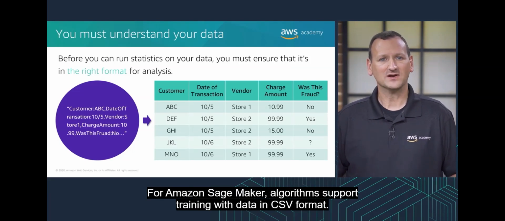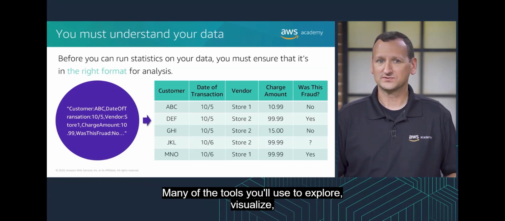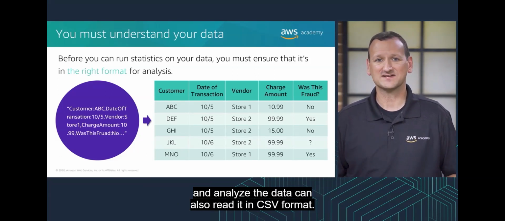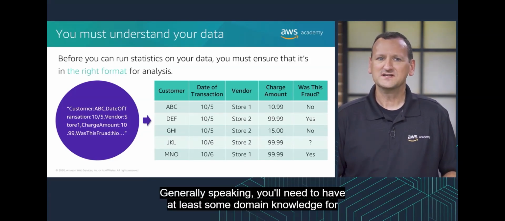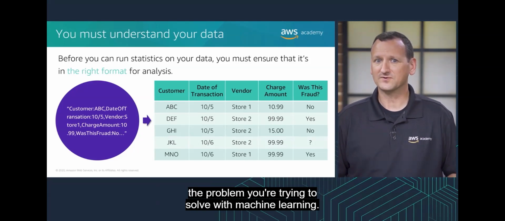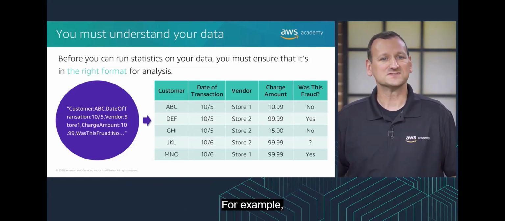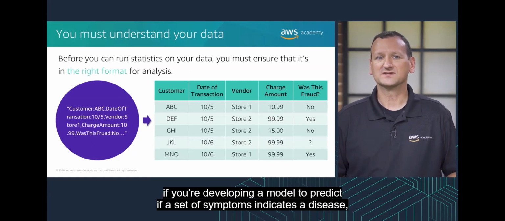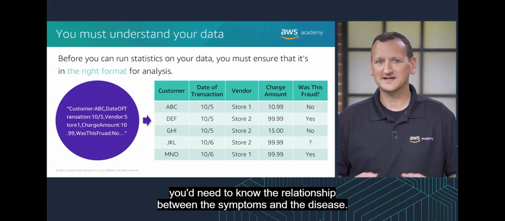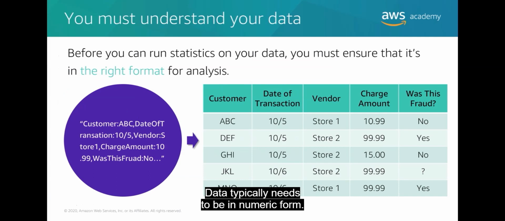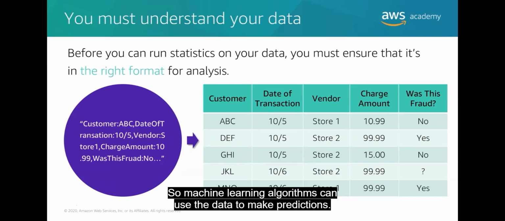For Amazon SageMaker, algorithms support training with data in CSV format. Many of the tools you'll use to explore, visualize, and analyze the data can also read it in CSV format. Generally speaking, you'll need to have at least some domain knowledge for the problem you're trying to solve with machine learning. For example, if you're developing a model to predict if a set of symptoms indicates a disease, you'd need to know the relationship between the symptoms and the disease. Data typically needs to be in numeric form, so machine learning algorithms can use the data to make predictions. We'll look at ways you can convert text data in the next section.